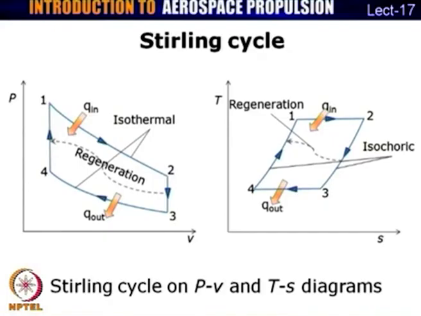First process is isothermal process. So, you have a horizontal line on the TS diagram, because it is isothermal heat addition. Process 2-3 is constant volume process, during which regeneration takes place, that is energy is transferred to the regenerator during this process. Process 3-4 is isothermal heat rejection process. Process 4-1 is again a constant volume process. It is a regeneration process, during which energy is transferred from the regenerator to the working fluid. And so, this is Stirling cycle as seen in PV and the TS diagrams.